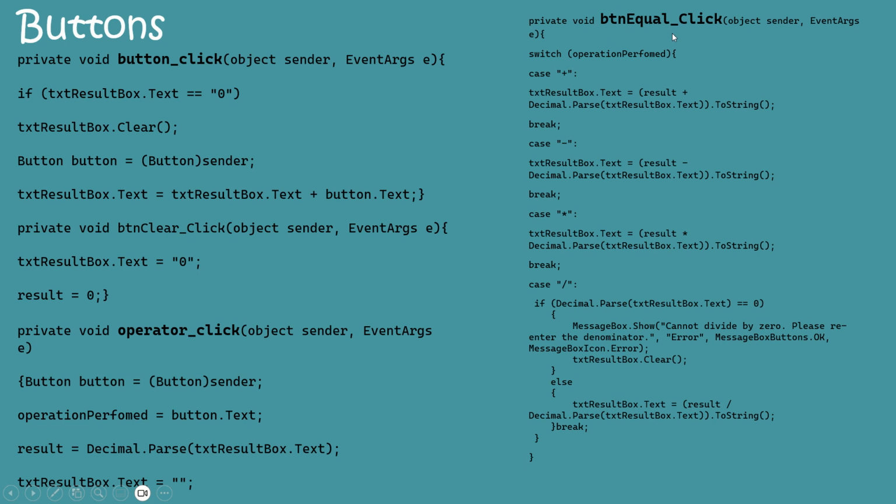And for the equal button, I use the button equal click event, and inside that function, I use a switch case. I have operation performed that I applied at the beginning of the code, and I wrote case plus, case minus, multiply, and division to have these functions. Then in the division part, I add the divide by 0 if else statement that I showed before.